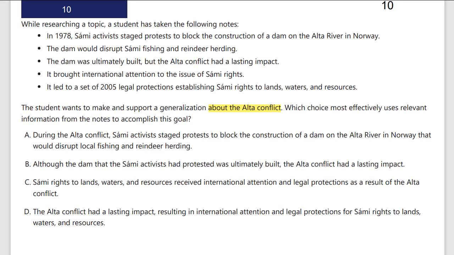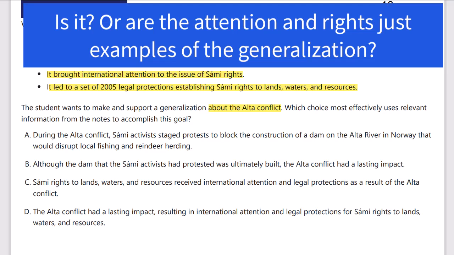The dam was ultimately built, but the Alta conflict had a lasting impact. It brought international attention to the issue of Sami rights. It led to a set of 2005 legal protections establishing Sami rights to lands, waters, and resources. So the generalization here would, I guess, be the consequences, the next things that happened after the conflict: international attention was brought to the issue of Sami rights, and legal protections were established for Sami rights to lands, water, and resources. Okay, let's look at the answer choices.